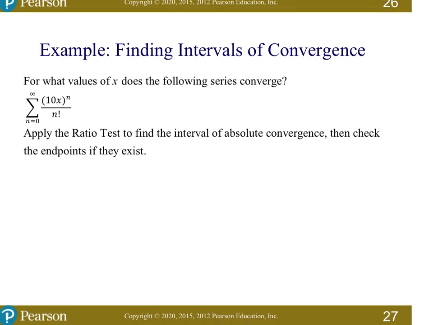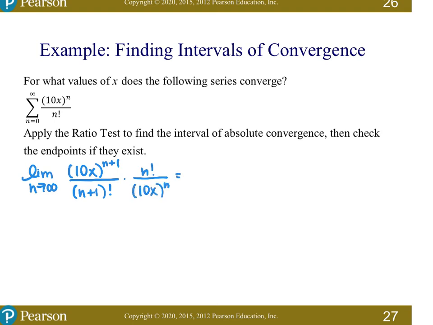All right, let's give this one a try. We're going to once again apply the ratio test here. All right, so we've got 10x to the n plus 1 over the factorial n plus 1 times n factorial over 10x to the n. And reducing, that leaves me with the single quantity 10x over n plus 1.